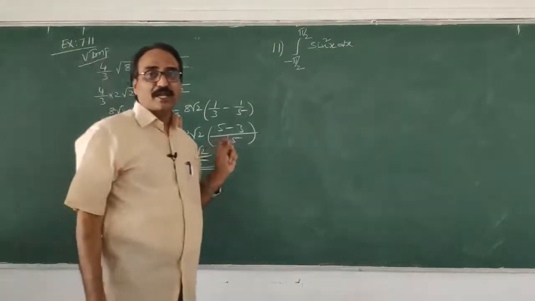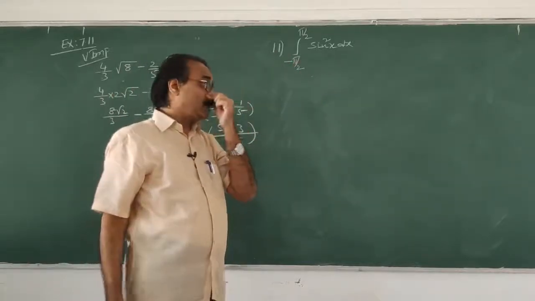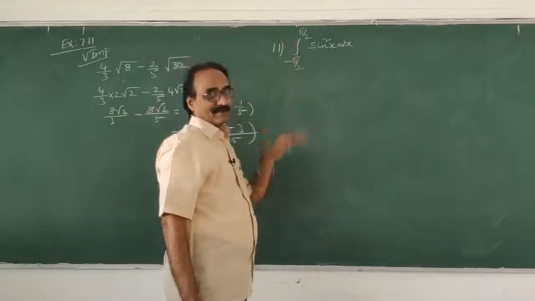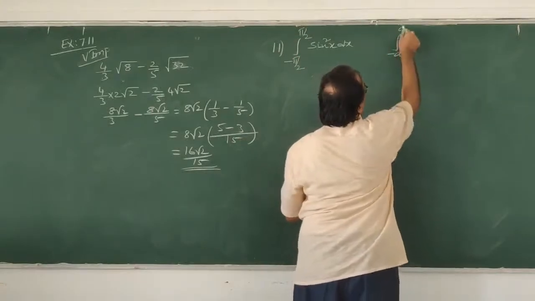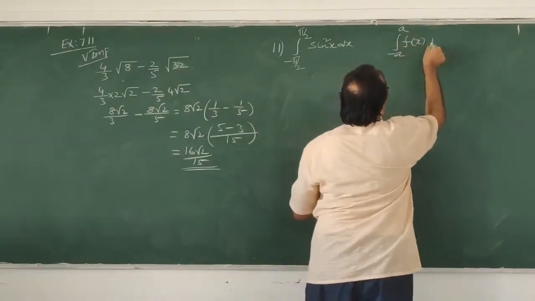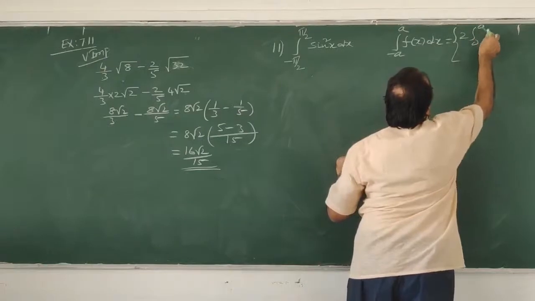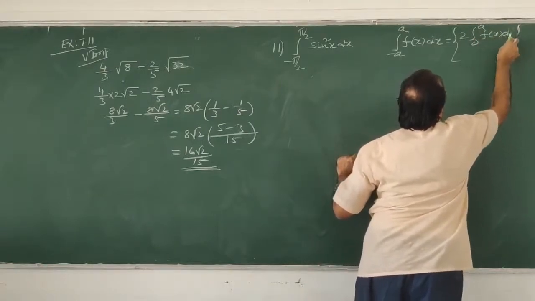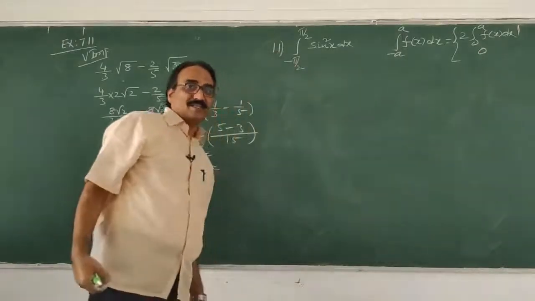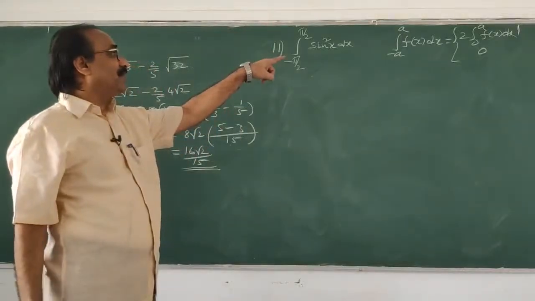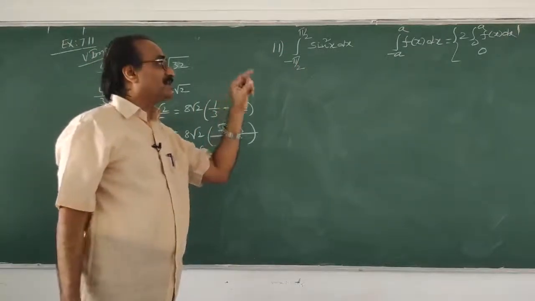Why? Because sine square x can be written as 1 minus cos 2x by 2, separate it, apply the limits, and you will get it. If you use the property, you should immediately know it. You should recall what we did yesterday: integral from minus a to a of f of x dx is equal to 2 into integral 0 to a of f of x dx if f of x is an even function, and 0 if f of x is an odd function. Property number 7.